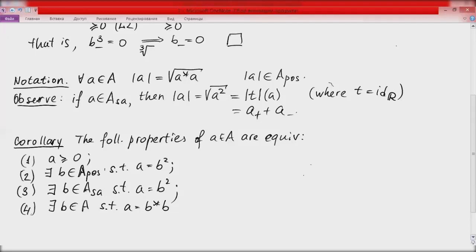Probably that's all I wanted to tell you about positive elements of C-star algebras. So our next strategic goal will be to apply C-star algebras to the spectral theory of linear operators on the Hilbert space. And today we will discuss only some very basic facts about operators between Hilbert spaces.